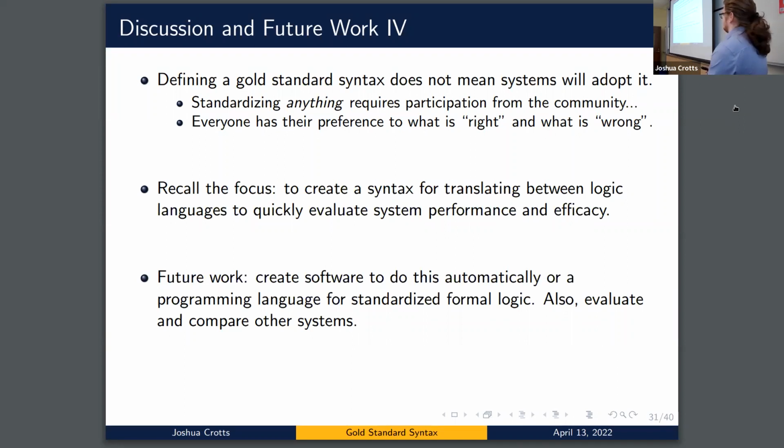Well, we can create software to do it automatically. So if you specify the delta and zeta functions, it will convert to the gold standard or vice versa. Or we could write our own programming language for that. We also want to compare and evaluate other systems that are out there. So look harder, see if there are any that are open source in the broader research community and things like that.